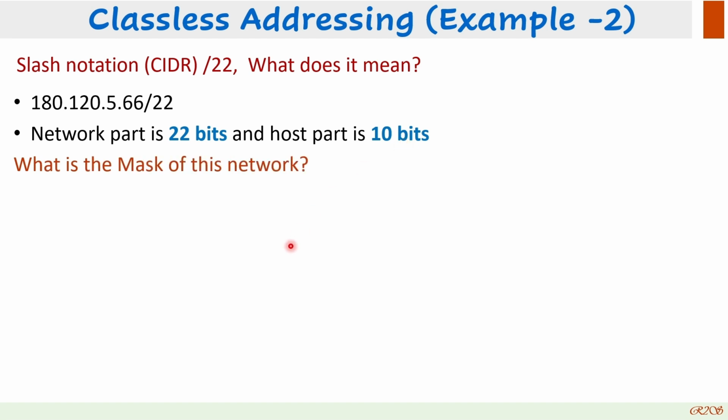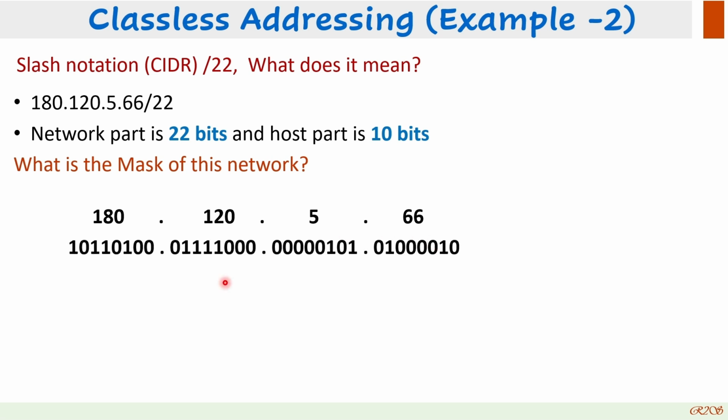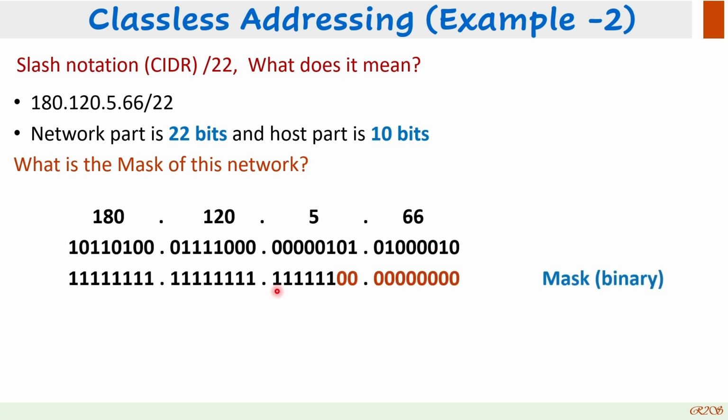So now what is the mask for this network? Again, let's see in the same way 180, 125 and 66. If we convert them to binary, and our mask is 22 bits, so 8 plus 8, 16, and then 17, 18, 19, 20, 21, 22. So these 22 bits are all 1, and the remaining part is all 0. That means this all 1 is 255, this all 1 is 255, and this 1 1 1 1 1 1 is 252, and this is 0.